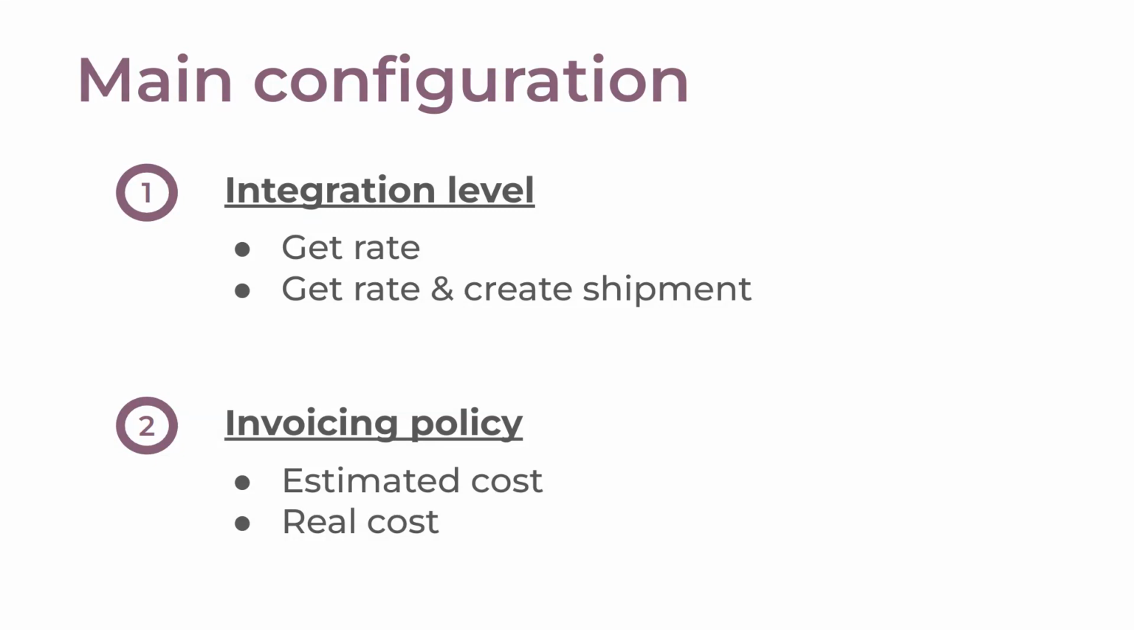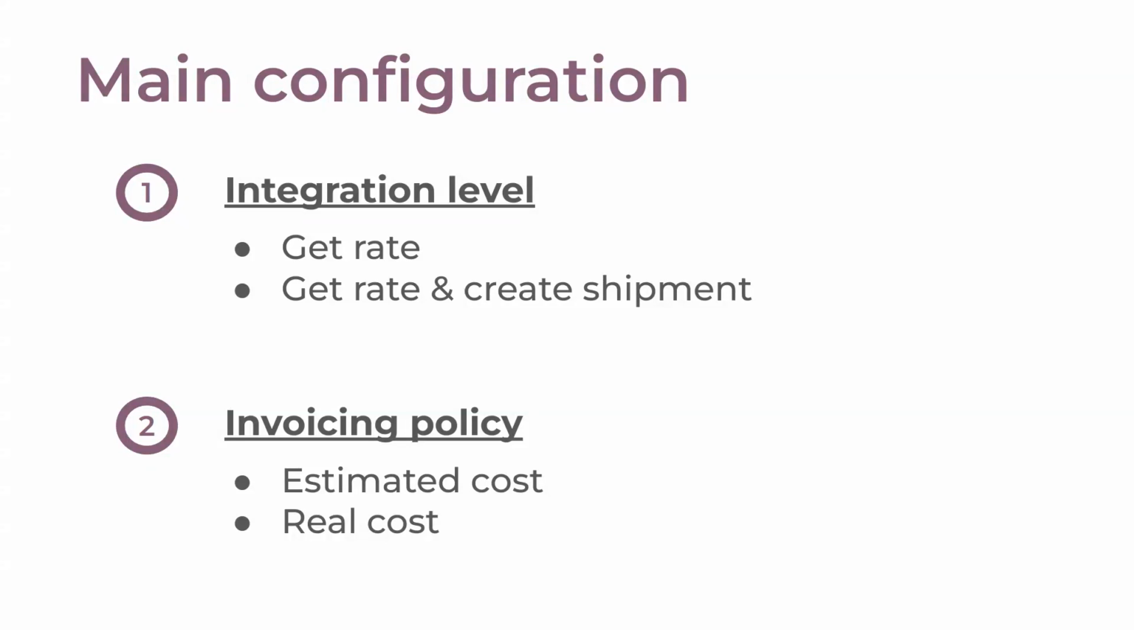And the main difference between the two is that Odoo, in the first case, if you only get the rate, will only get the rate of the shipment, but will not create the shipment. So in that case, you will have to go yourself to FedEx, for example, create the shipment manually and print the label so that you can put it on the box. So you have to do a part of the operation outside Odoo. While if you select get rate and create shipment, you can directly print the label from Odoo and put that on the box, and the shipment will, of course, be created directly. So it's more convenient to use that option.